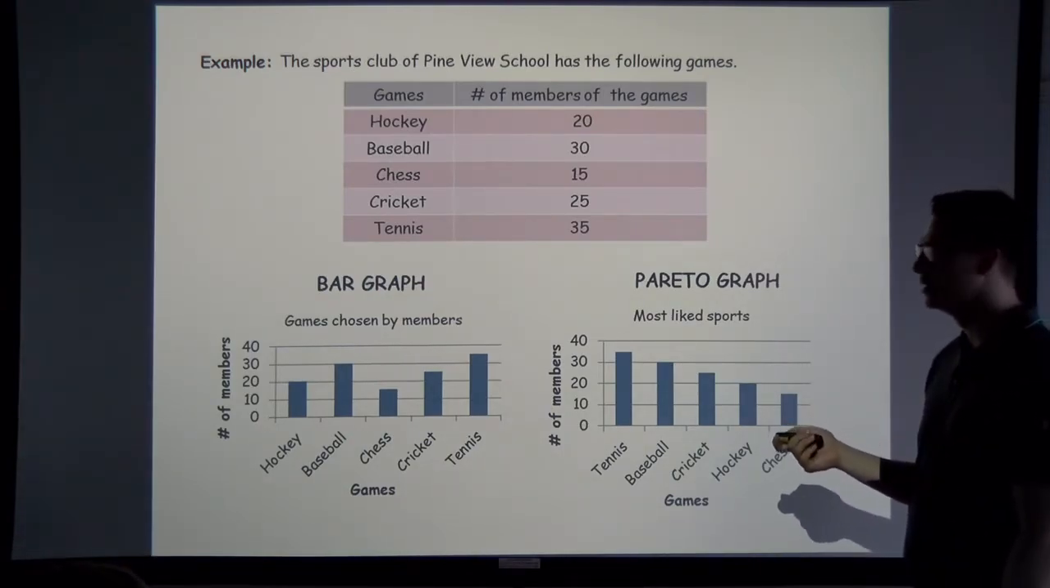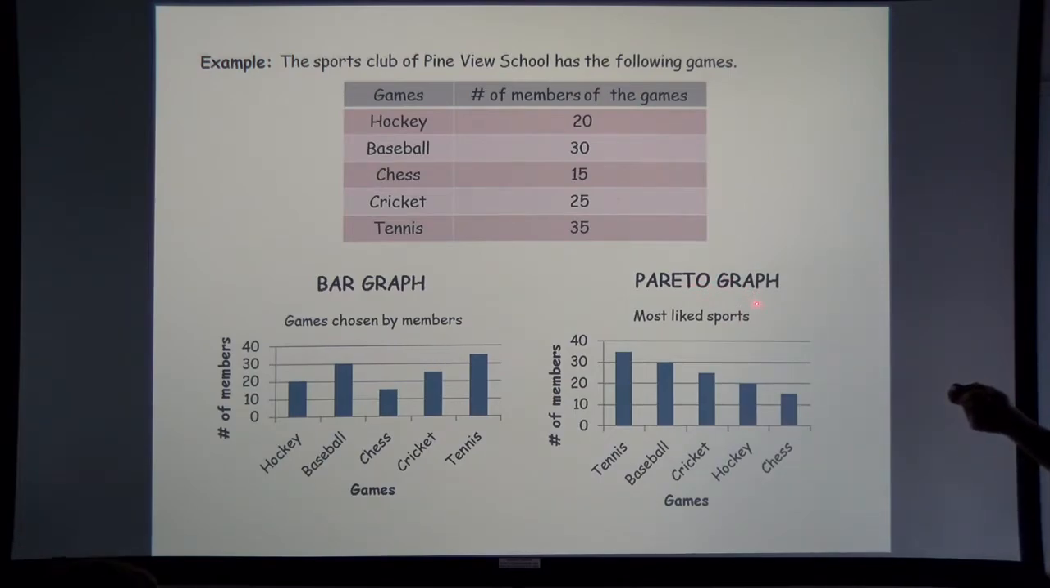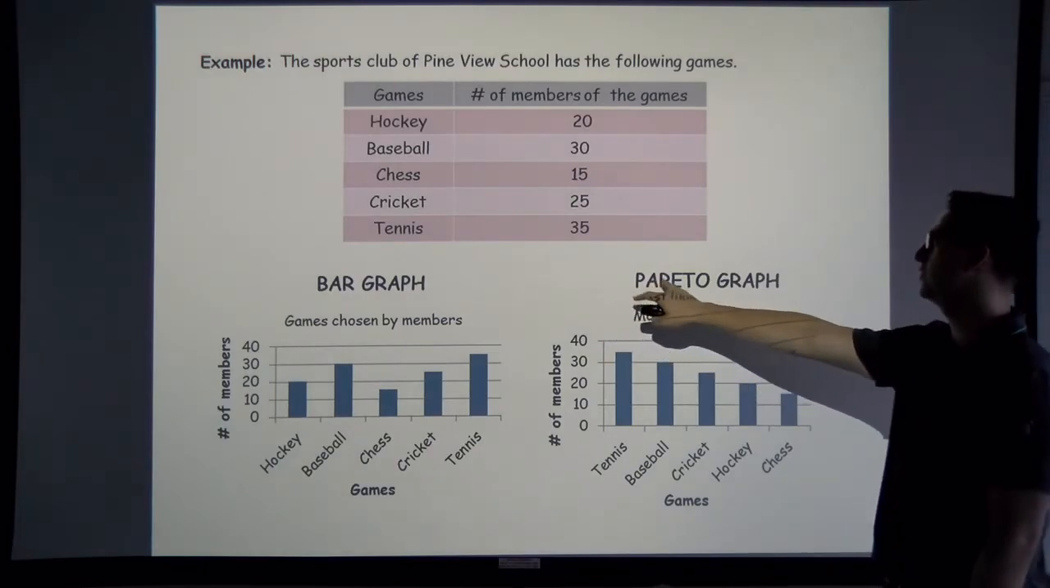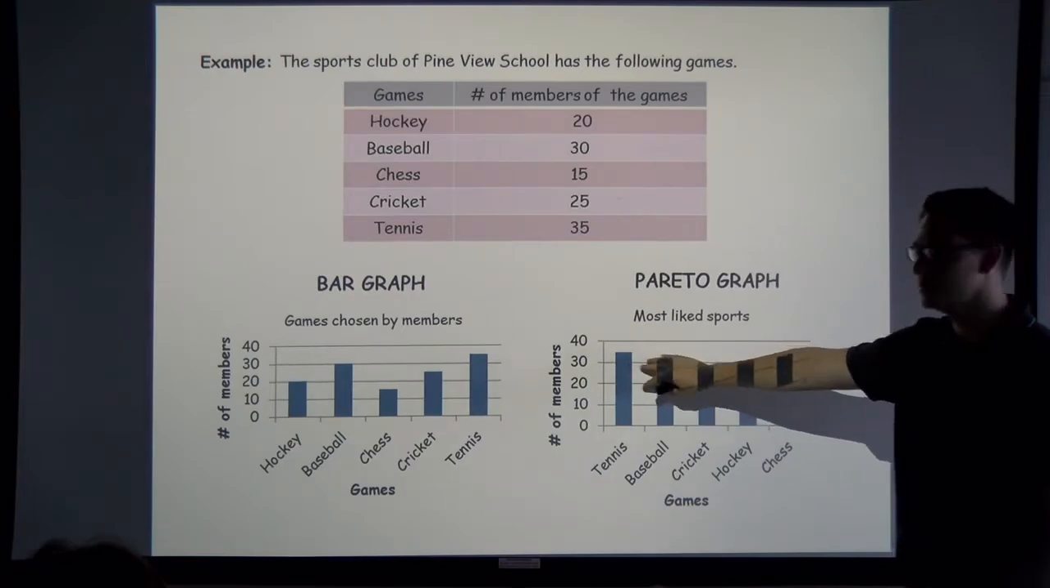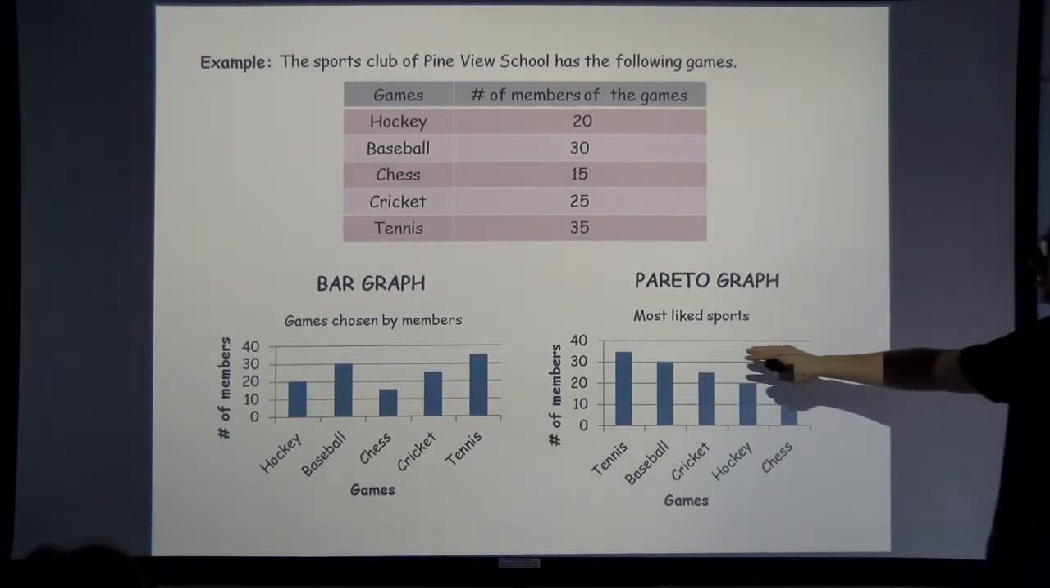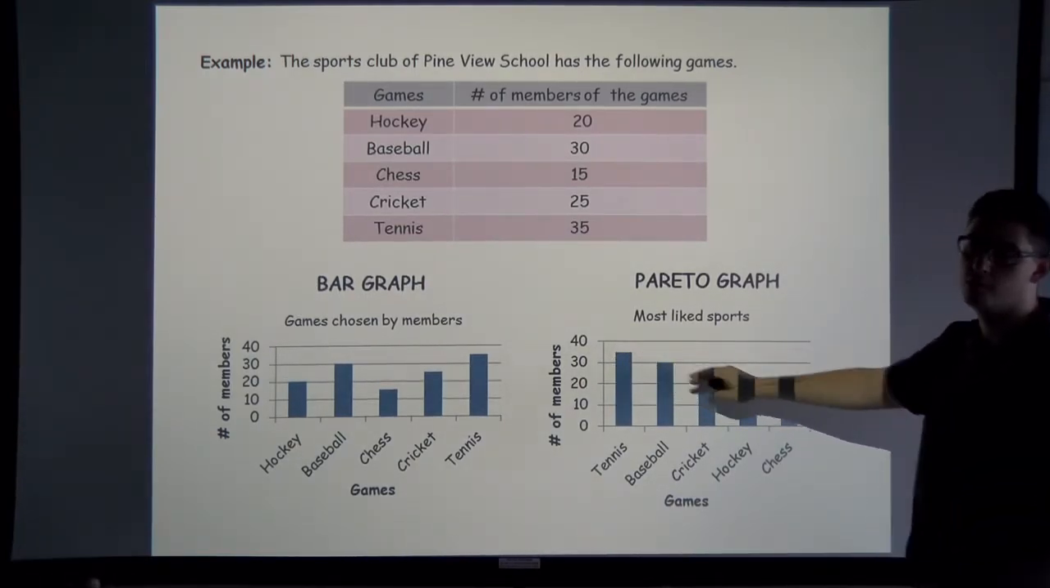It's not sloppy. Your parallel graph, like we said, is just writing it from increasing to decreasing. So the most popular game that Pineview School has is tennis, with 35 members. Second would be baseball, third would be cricket, fourth is hockey, and fifth is chess. So the only difference between your bar graph and your parallel graph is that your parallel graph is written in order to show which items or which sports are most popular.